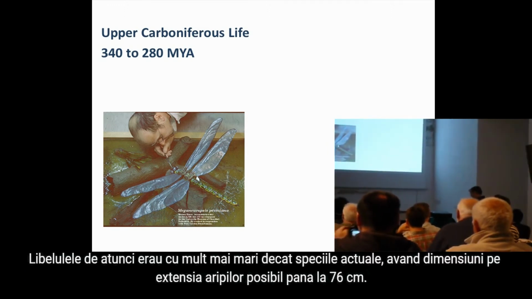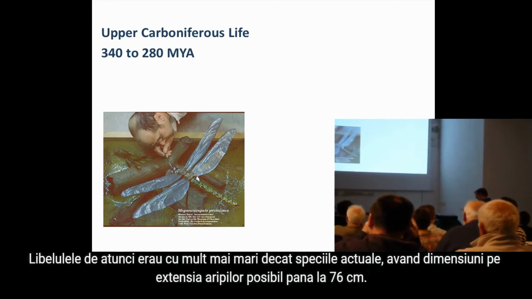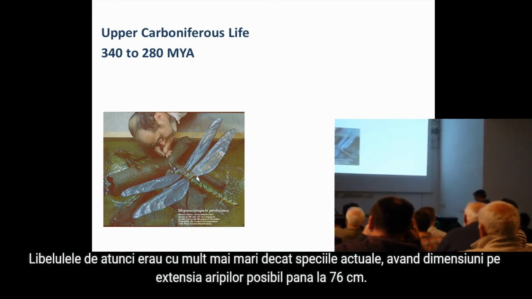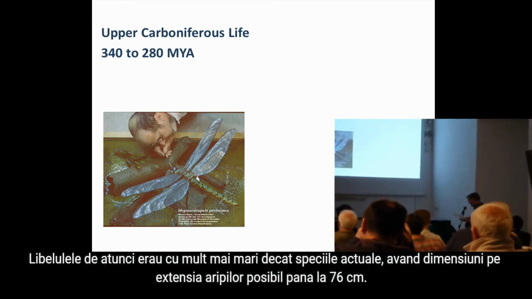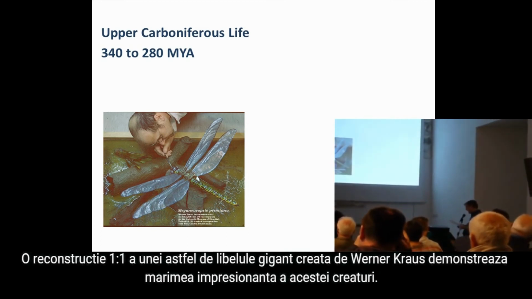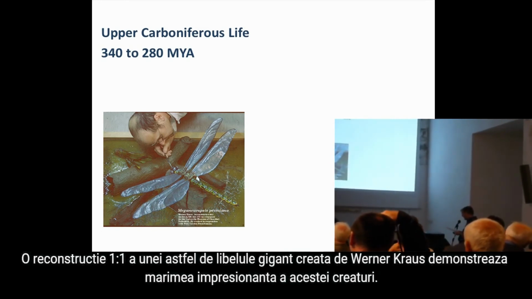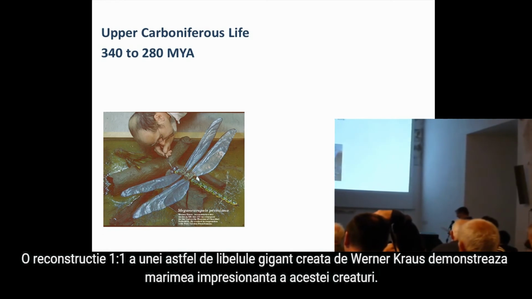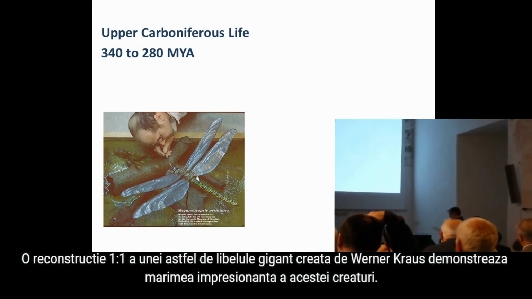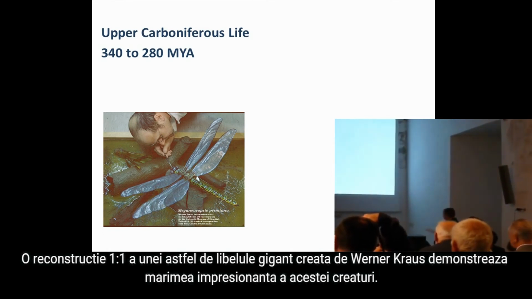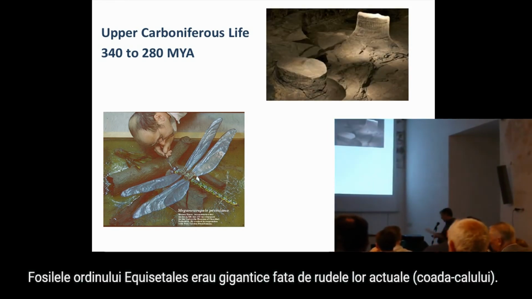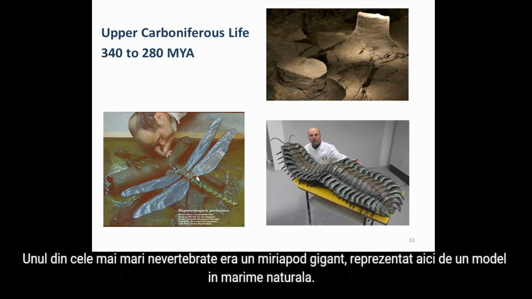Ancient dragonflies were much larger than any present-day species, possibly up to 76 centimeters across the wingspan. A life-size reconstruction of a giant dragonfly by Werner Krauss clearly demonstrates the impressive scale of this ancient creature. Fossils of giant horsetail plants are much larger than their present relatives. One of the largest known invertebrates was a giant millipede, which is reconstructed here as a life-size model.